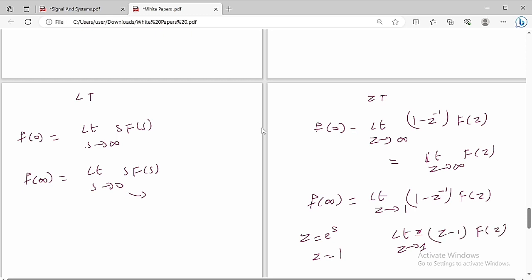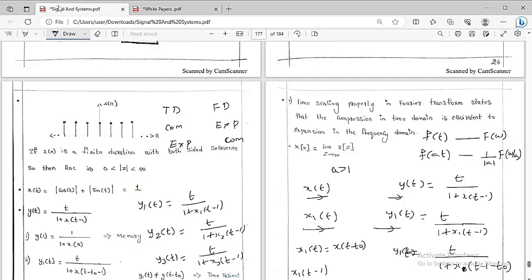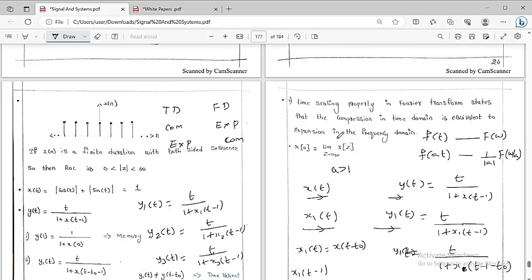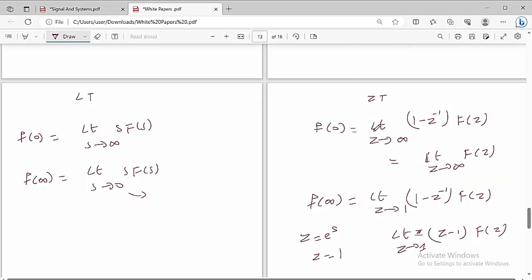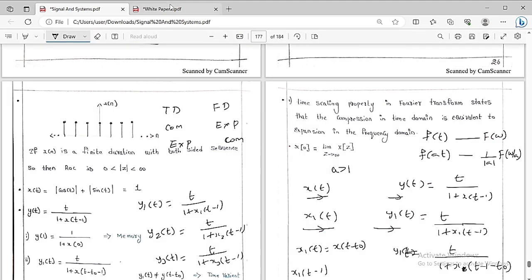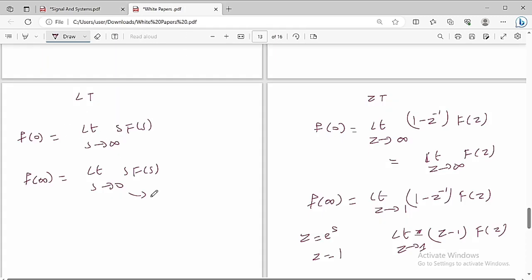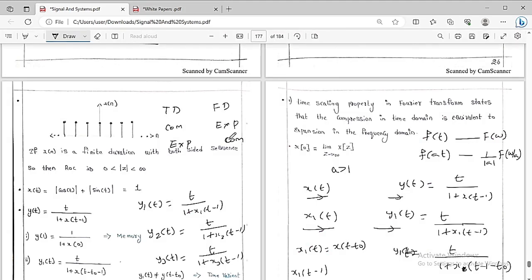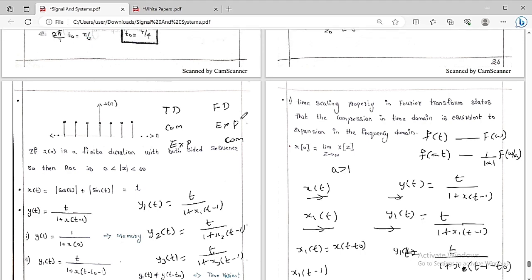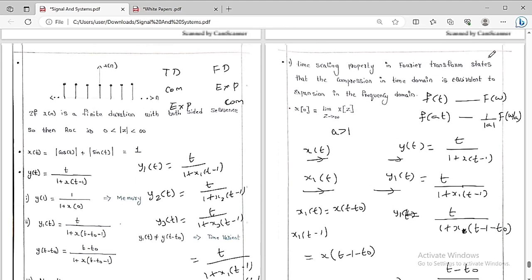So if you see clearly, here what I have written, x of 0 is equal to limit z tends to infinity x of z. So this is the initial value case. So f of 0 is equal to limit z tends to infinity F of z, which we can also write as x of 0 is equal to limit z tends to infinity x of z. This is the initial value theorem and this is the final value theorem. These theorems you always have to keep in your mind.